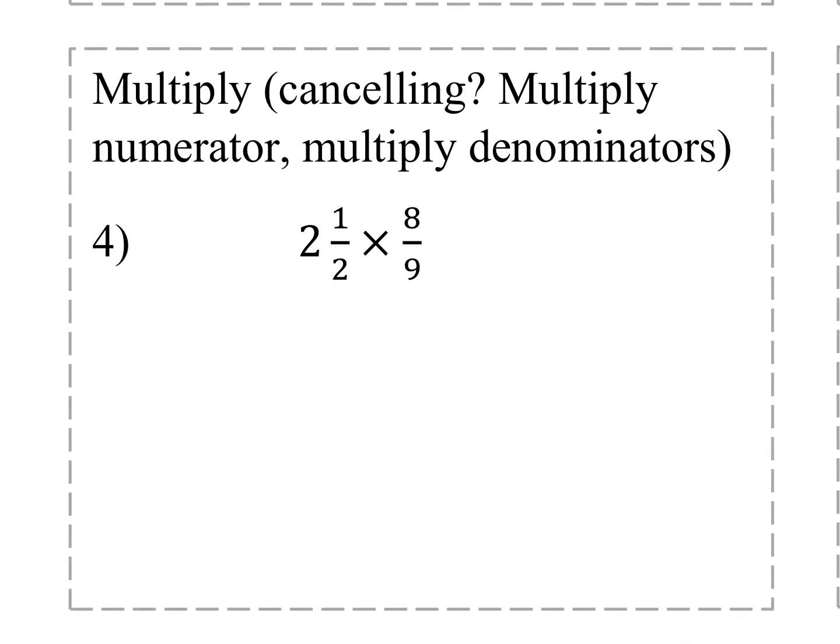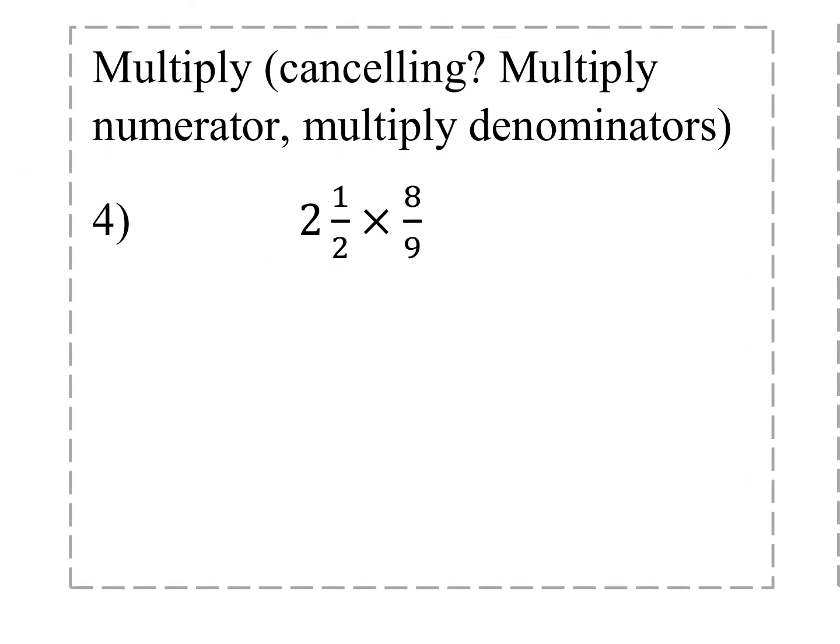Example 4, where we're multiplying fractions. To begin, we change this mixed number into an improper fraction. 2 times 2 is 4, plus 1 is 5. So that would be 5/4 multiplied by 8/9.